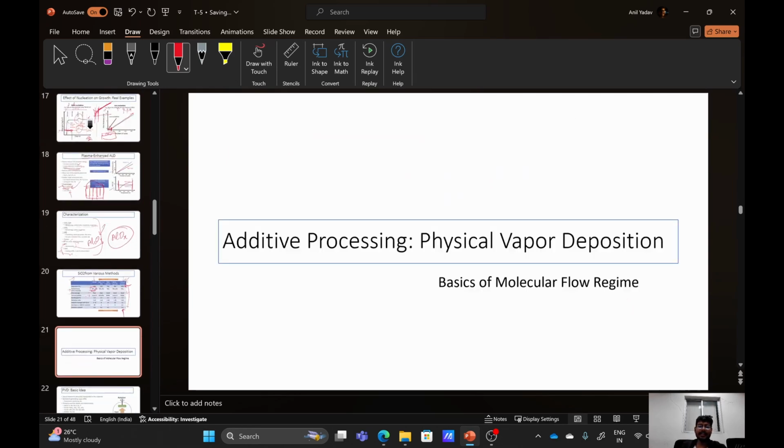Another process is physical vapor deposition. We can cover physical vapor deposition next time, because I'm not feeling well today, I'm having a bit of a headache. So in the next session we can cover physical vapor deposition. In physical vapor deposition we will cover thermal evaporation, E-beam evaporation, and sputtering. These three things we will cover in the next part.